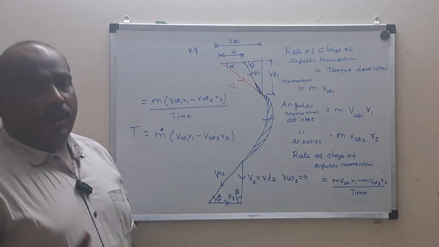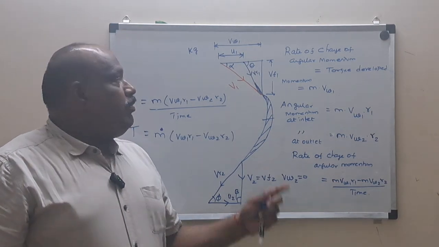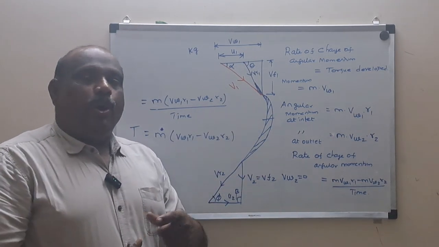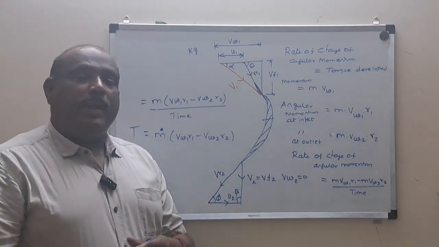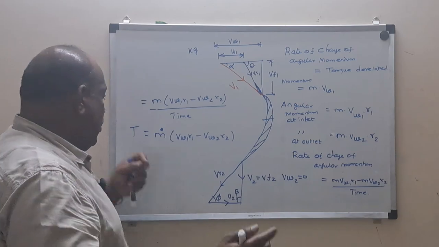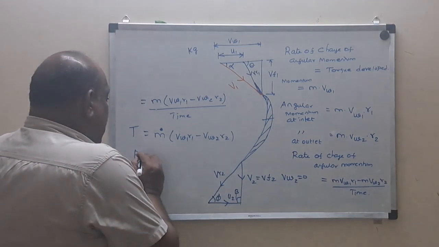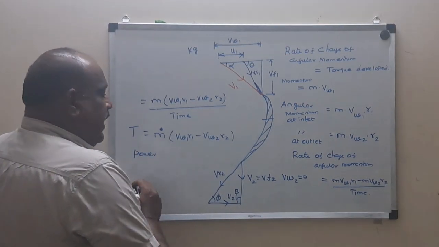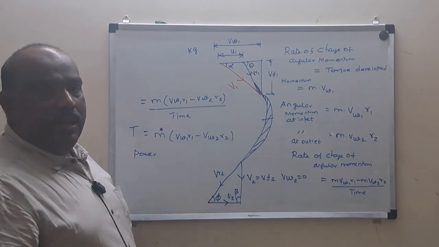Now we are not happy with the torque. We want to know how much work will be done by the fluid on the impeller blades. Work done per second is nothing but power. Work done per second is nothing but what? Power. Yeah, you are right. So I can call this either work done per second or power. Both are the same: work done per second, or power developed.